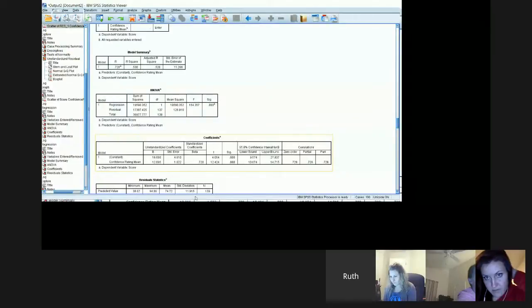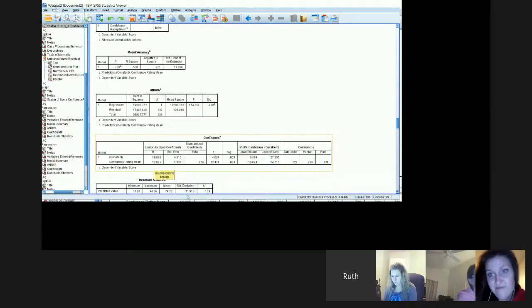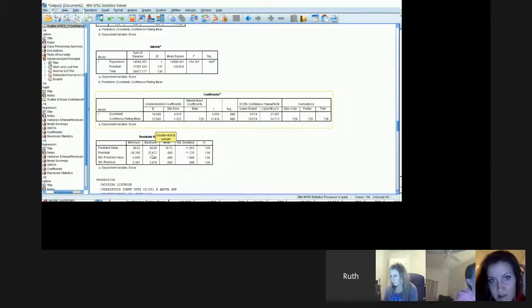Okay, show me where you're seeing that. Maybe I did it wrong. Let me see. Which box are you looking in? So right here. This is our B. This is B0, and then this is B1. Wait, I can't see. Under residual statistics? No, not under residuals. Right here under the coefficients. Coefficients. Right.